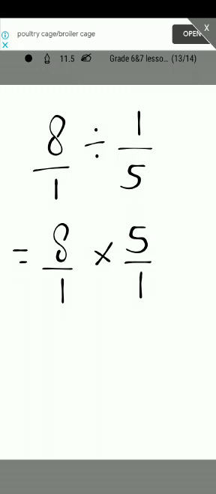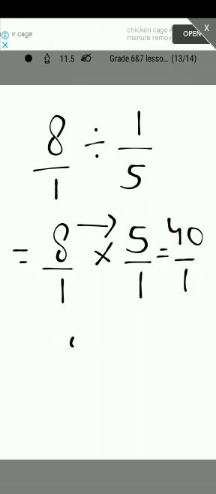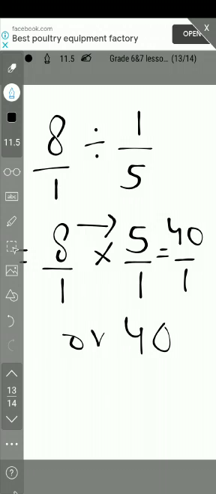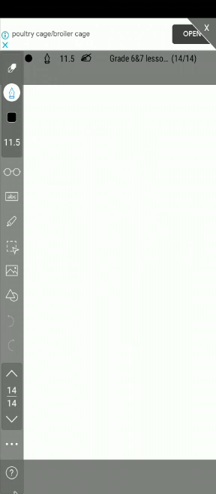Now at this step you find out if you have to simplify or reduce these fractions. There is no common factor here of 8 and 1, and 1 and 5, so we cannot reduce it, and we will straight multiply: 8 times 5 is 40. You can write 1 times 1 is 1, or if you do not write it, just write 40, which is also correct. You can write 40 upon 1, or just 40 whole, because 40 upon 1 is the same as 40 whole.